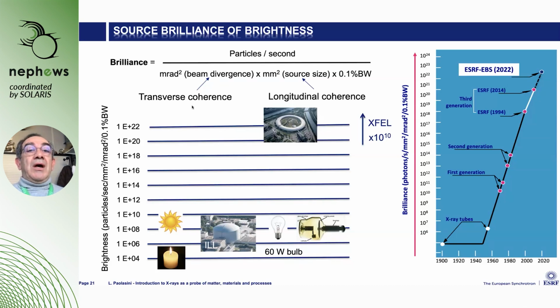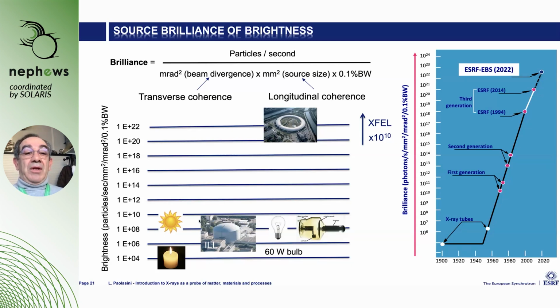The beam divergence is associated with the transverse coherence, and the source size is connected to the size of the electron bunch. In fact, we don't accelerate a single electron inside the ring, but we accelerate a cloud of electrons. And so the source size depends on how big our electron cloud is, which is put inside the storage ring. The two terms, the beam divergence and the source size, correspond to what we call emittance. So if the emittance decreases, this means if the beam divergence decreases or the electron packet is small, the brilliance becomes much bigger.